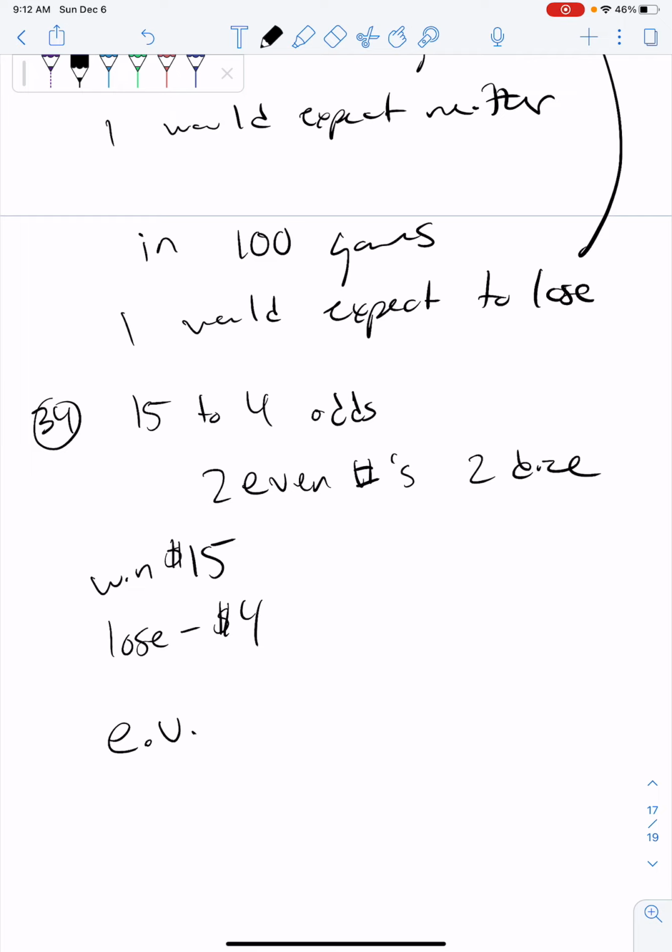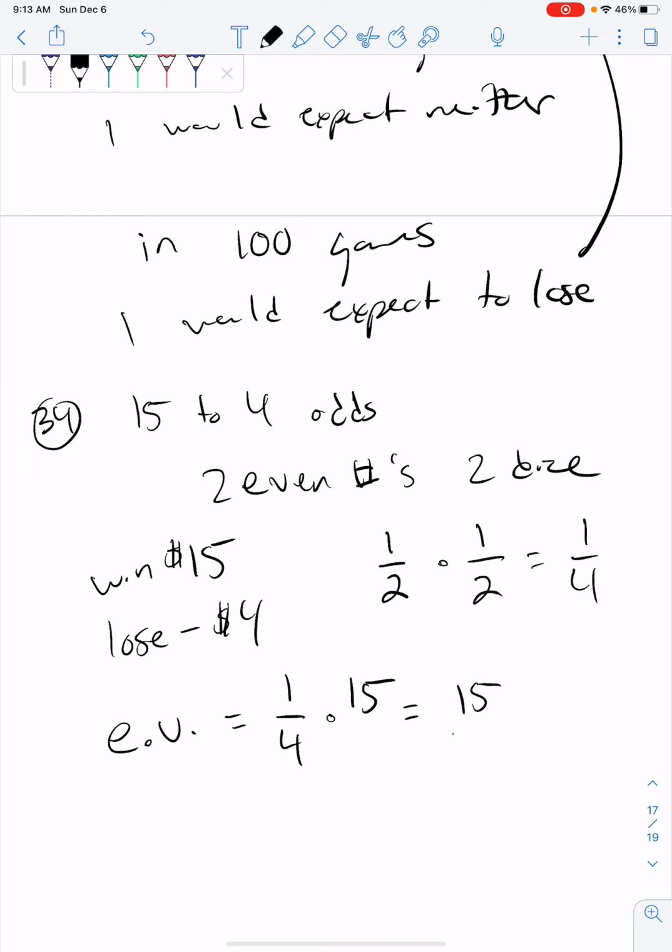Well, I'm going to roll 2 dice, and half of them are evens on my first dice. Half of them are even, so I have a 50% chance of getting an even on the first one. I also have a 50% chance of getting an even on the second one. So that gives me my probability of getting 2 evens is 1/4. And if I do that, I win $15. So I would times that by 15. So that's 15/4.